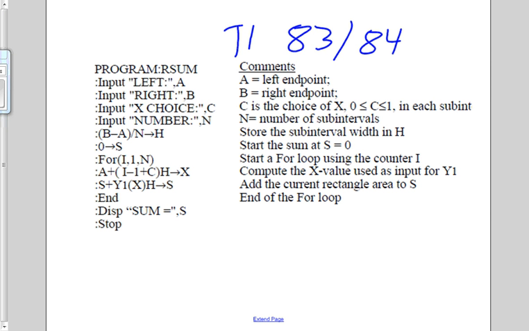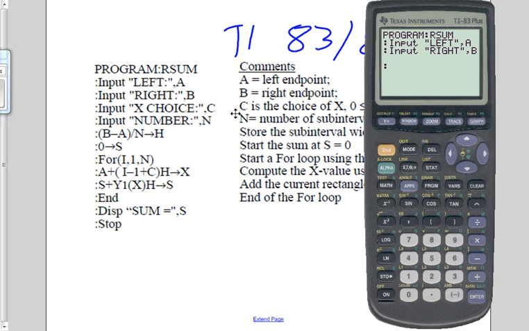Now what we want to do is tell our calculator whether we want to use left bound, right bound, or midpoint. And so we're going to call that x choice. So again, go to program, go to input, output, input, and we're going to input x choice. And x choice is going to be a numerical way of talking about left bound, right bound, or midpoint.